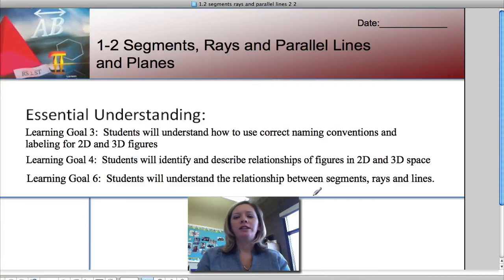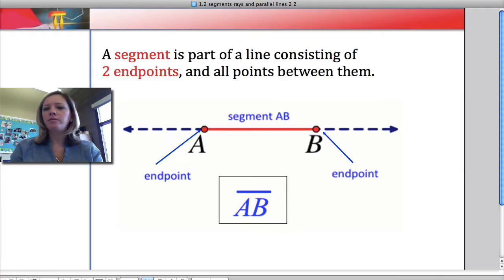All right, so let's start a little bit with our notation here. A segment is a part of a line, a whole line that extends on forever, and that segment consists of 2 endpoints and all of the points in between them. So you can see we've got a little segment here, the red part, starts at A, travels on, stops at B. So A is an endpoint, B is an endpoint, and this is the whole segment.